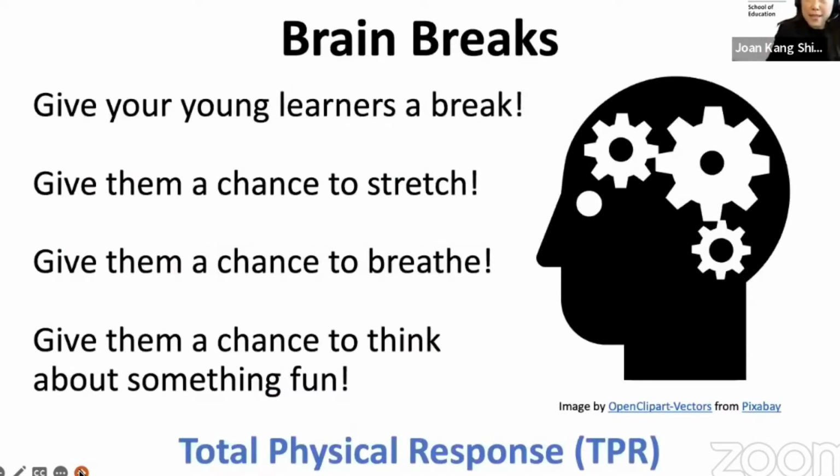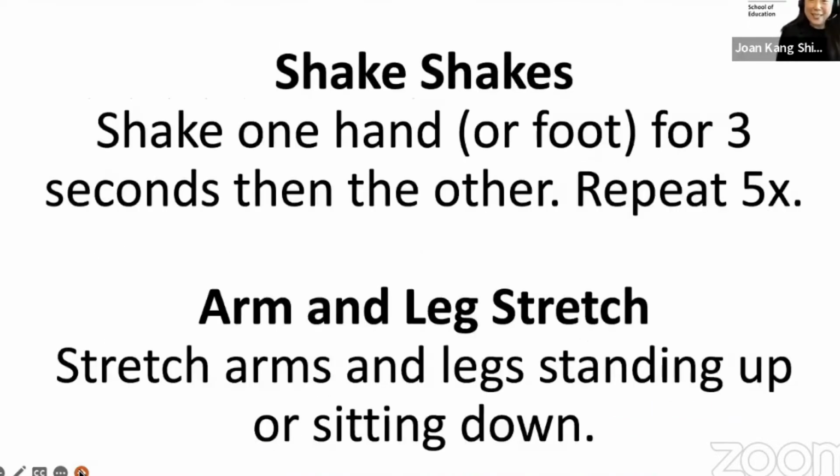So brain breaks, of course, are exactly as they sound. You're going to give your young learners a break. You might give them a chance to stretch. You might give them a chance to just breathe deeply if they're getting stressed and they need to calm down. And you might give them a chance to think about something fun. Now, these brain breaks can also be a good opportunity for TPR, total physical response, because you're going to tell them to do some things with their bodies and they will respond physically. Let's take a look at some examples.